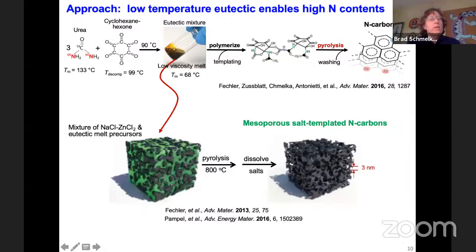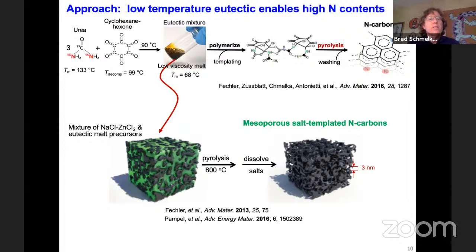So there's that, and then with Marcus and Nina, they had used another type of porogen. In this case, it was a mixture of sodium chloride and zinc chloride salt. It turns out it's the salt and the composition of that salt, I'll tell you at the end, is important. It forms a eutectic melt itself, and it leads to a much less ordered mesoporous material that I show here in the schematic diagram, into which you can then incorporate this low viscosity melt, pyrolyze it, dissolve the salts away in water, and you're left with this replica structure again with pore sizes that are about the same. So this is the chemistry that is really useful.